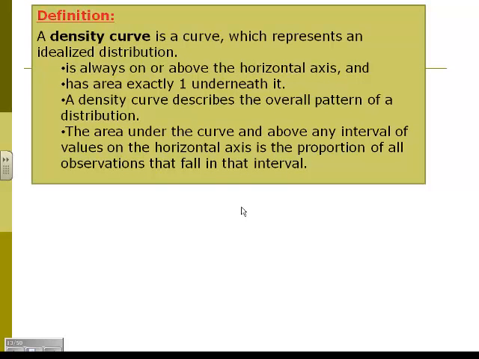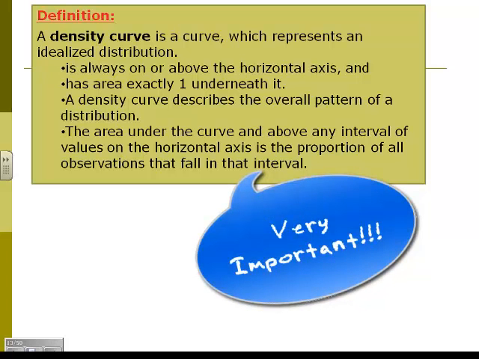So that leads us then to a definition of a density curve. A density curve is a curve which represents an idealized distribution, so a perfect distribution. Idealized means a perfect distribution. It has certain characteristics. A density curve is always on or above the horizontal axis. It will have an area of exactly 1 or 100% underneath it.